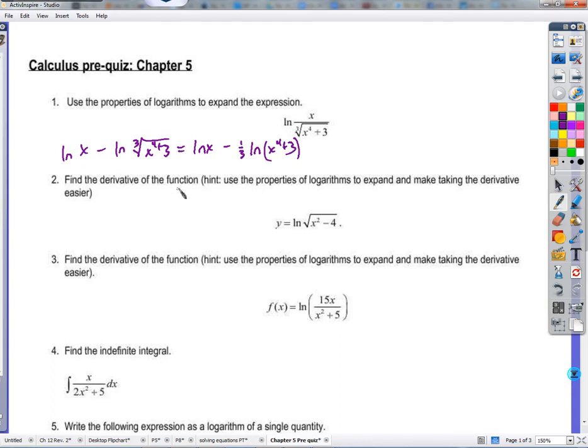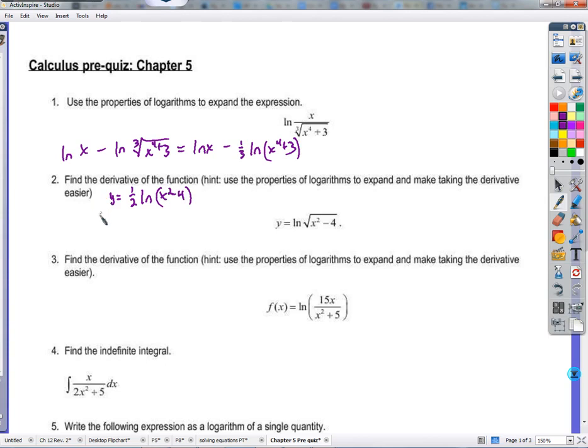Okay, we find the derivative, and we'll do so by first using these properties to expand this and take the derivative of several simpler expressions. So we have y is equal to, give it a power of 1/2, so we have 1/2 the natural log of x squared minus 4. Right, and that's as expanded as it can be.